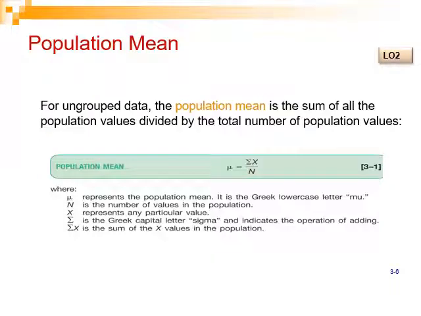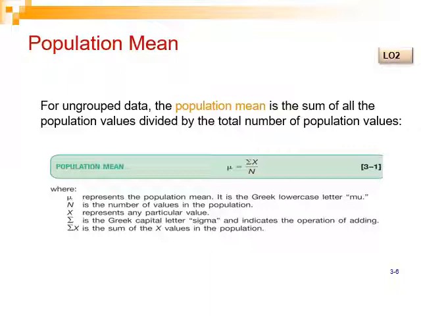First, we will take the population mean. For ungrouped data, that is the raw data, the population mean is the sum of all population values divided by the total number in the population. If we have the population, say, in the Department of Statistics, 10 students, then the population is 10. If we want to get the average for their results in a mathematics exam, we add the 10 values and divide by 10, so we get the mean value.